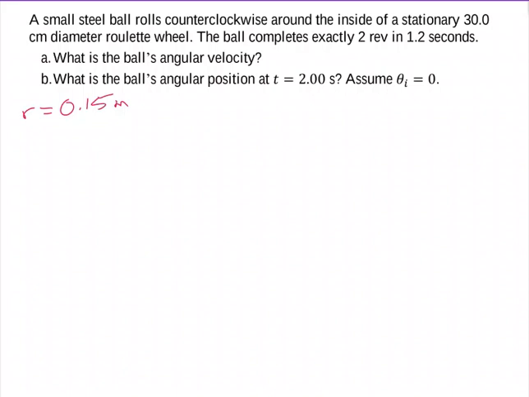Okay. And then if it does 2 revolutions, that's what, 4 pi? Completes 4 pi radians in 1.2 seconds. So we can find the angular velocity with that easily. Angular velocity. So part A, omega equals.